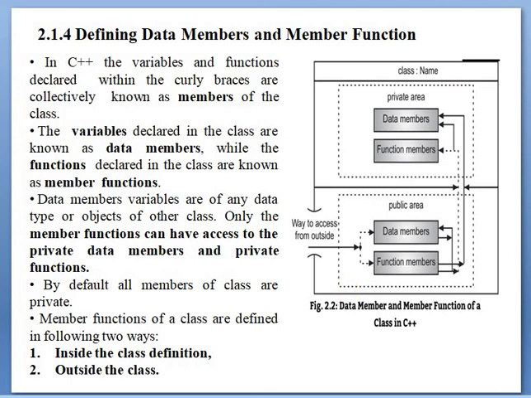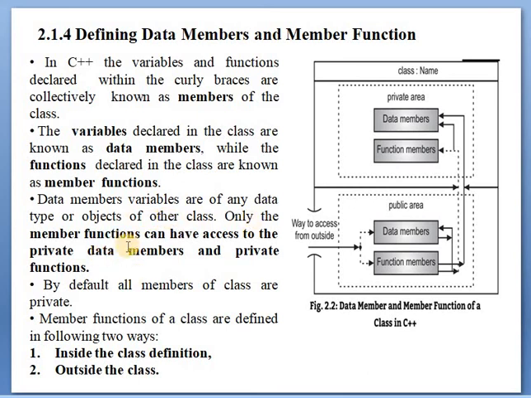So data members are variables of any data type or object of other class. Means what? When we declare variables in the class, then that may be any data type. Means what? Any basic data type, that is integer, character, float. Also they can be user defined data types or derived data types or object of other class.